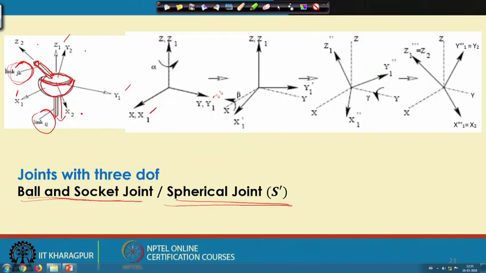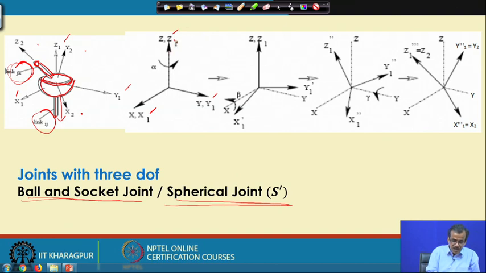Initially, x1, y1, z1 coincides with the universal coordinate system x, y and z, and here I am going to give a rotation about z by an angle alpha in the anticlockwise sense. If I give rotation about z, my z will remain the same. So, this will become z1 prime, but x1 will become x1 prime, which is different from x1, and y1 will become y1 prime, which is different from y1, but z1 prime will remain the same as z1.